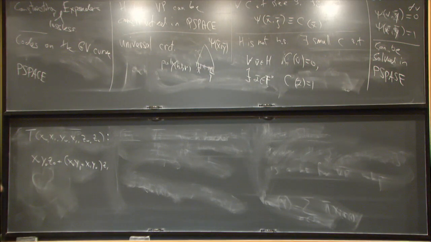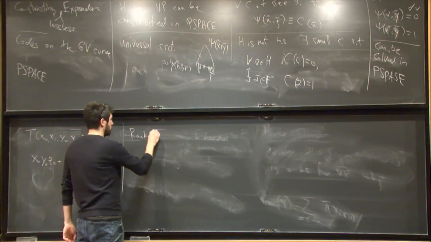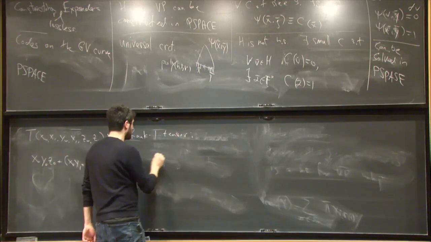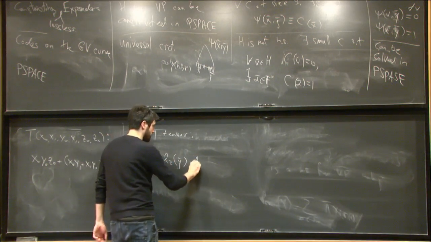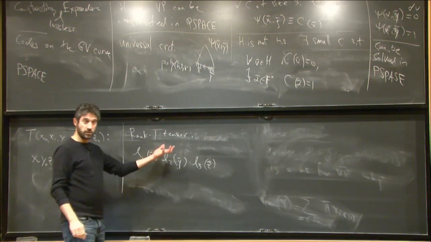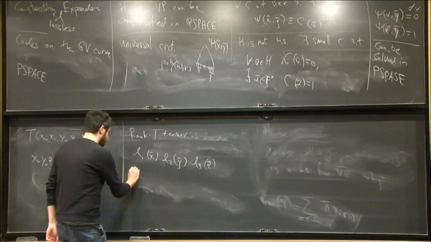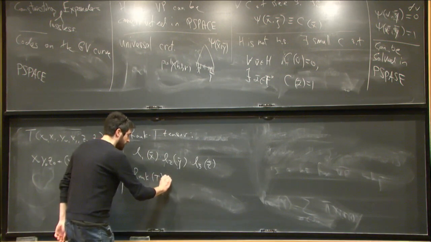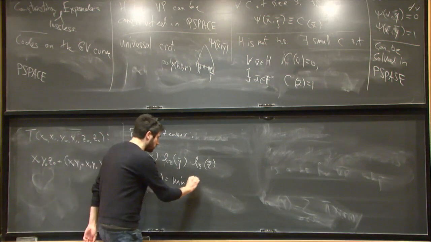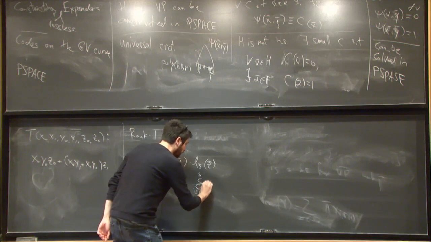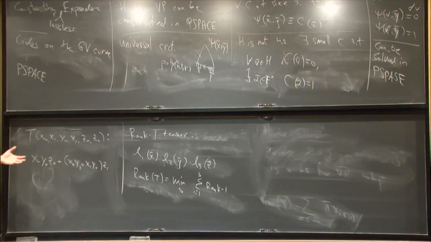And we can define the notion of a tensor rank. What is a rank 1 tensor? A rank 1 tensor is just a polynomial of the form some linear function in the x variables, some linear function in the y variables, and some linear function in the z variables. Okay, so that's a rank 1 tensor. And the rank of a tensor T is the minimum size S such that you can write T as a sum of S rank 1 tensors. Okay, so that's some complexity measure.